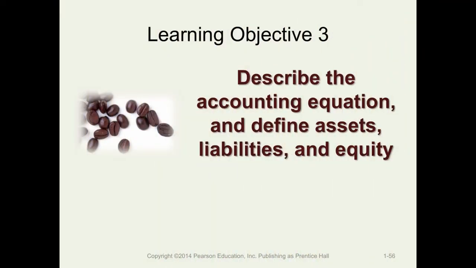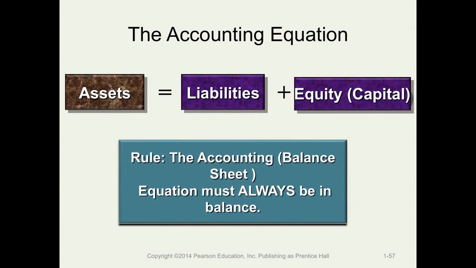Continuing with Chapter 1, we're now moving to our third module or learning objective. Here we want to describe the accounting equation and define assets, liabilities, and equity. Assets, liabilities, and equity are the components of the accounting equation. The accounting equation is sometimes called the balance sheet equation, and it will be the first device that we will be using to record business transactions.